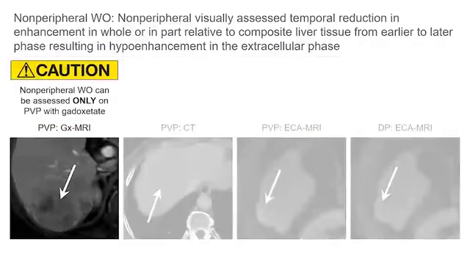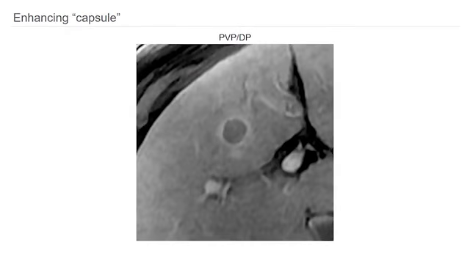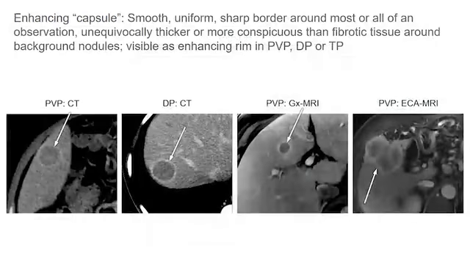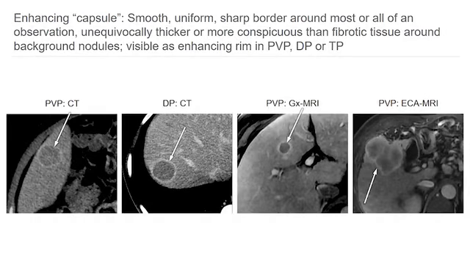A very important point to make here is that non-peripheral washout can only be assessed on the portal venous phase if we use gadoxetate-enhanced MRI. Whereas with extracellular-enhanced MRI and CT, we can use either the portal venous phase or the delayed phase. Enhancing capsule is our next major feature, and it's defined as a smooth, uniform, sharp border, which is unequivocally thicker or more conspicuous than the fibrotic bands in the background parenchyma. Enhancing capsule can be assessed on either the delayed phase or the portal venous phase, and there's no restriction when it comes to gadoxetate-enhanced MRI.